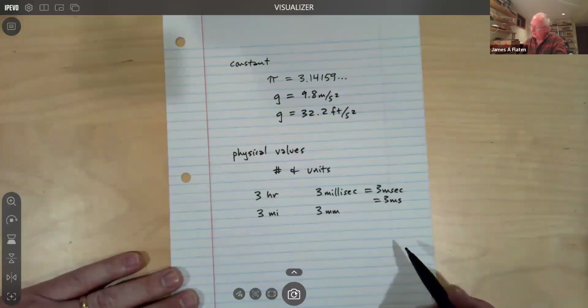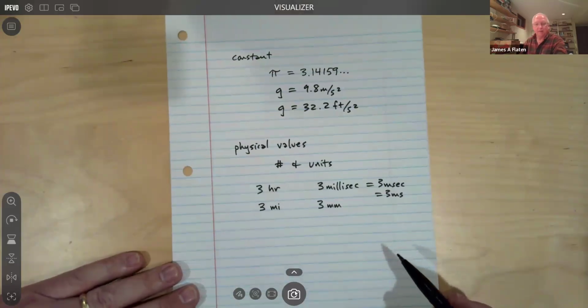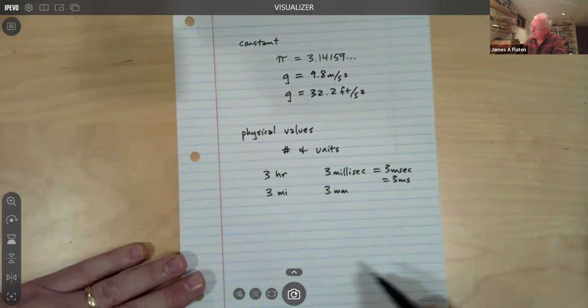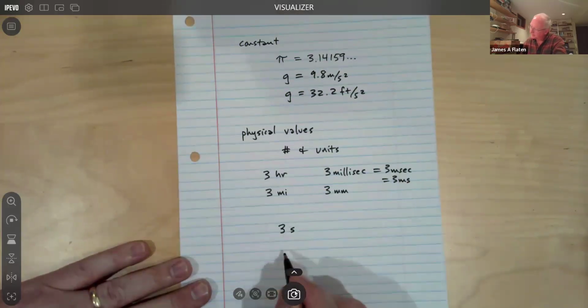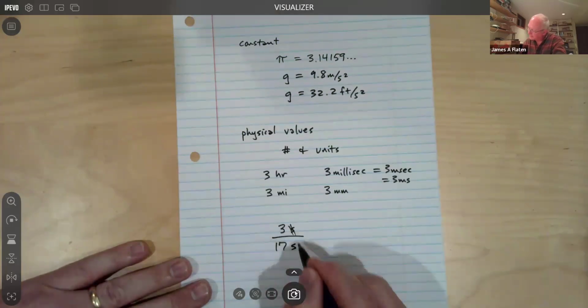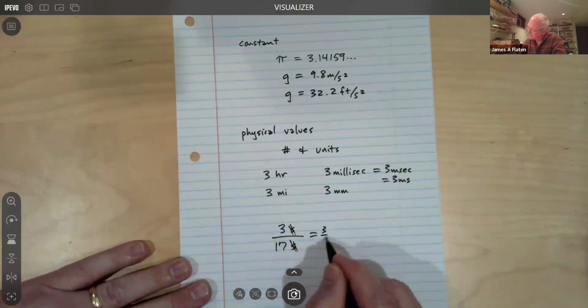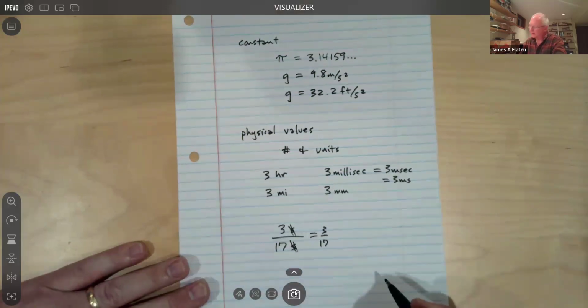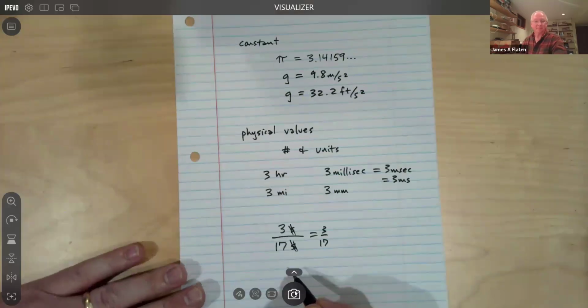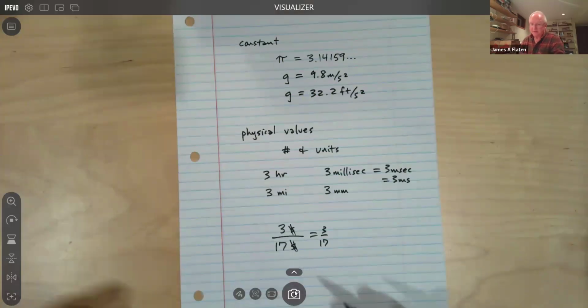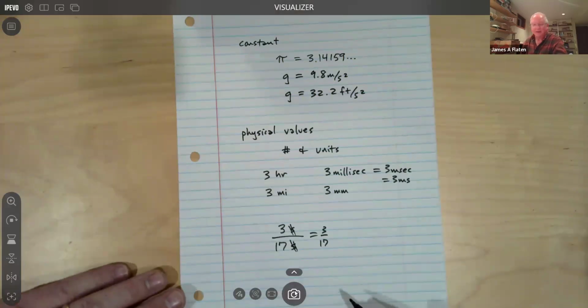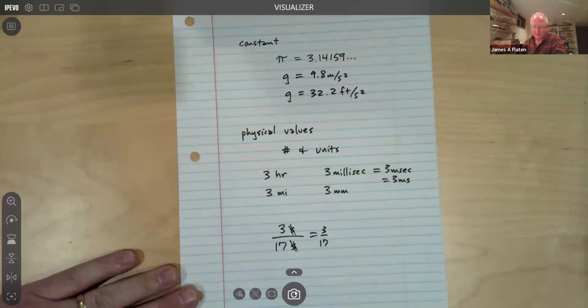On the other hand, when you're doing calculations, units act just like variables. So for instance, if I have 3 seconds divided by 17 seconds, the seconds cancel, and I end up with a pure number, 3/17. And it doesn't really matter if s was for seconds or s was for something else, it's going to disappear as long as it's used in the same way, in this case, in the top and bottom.